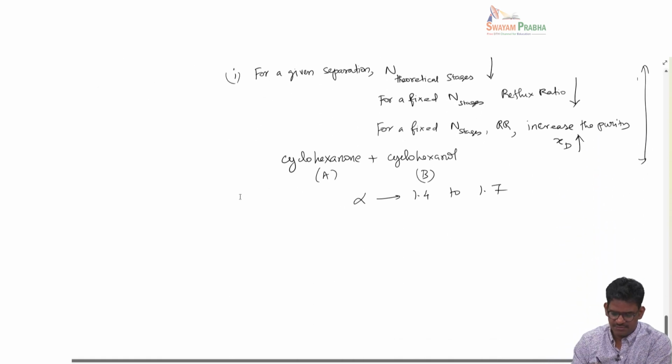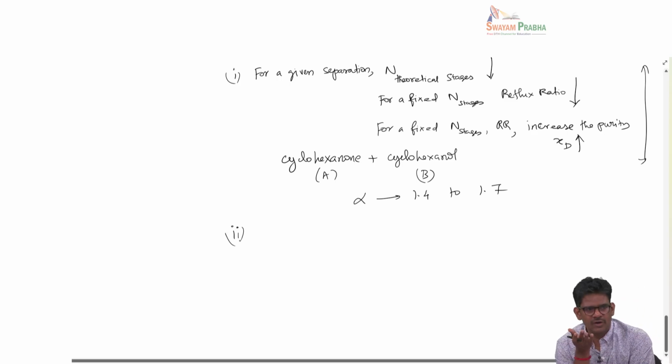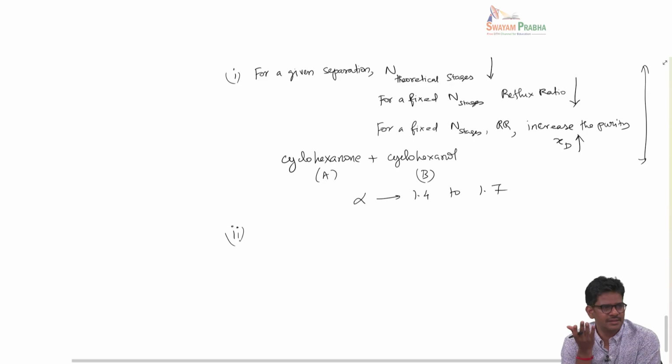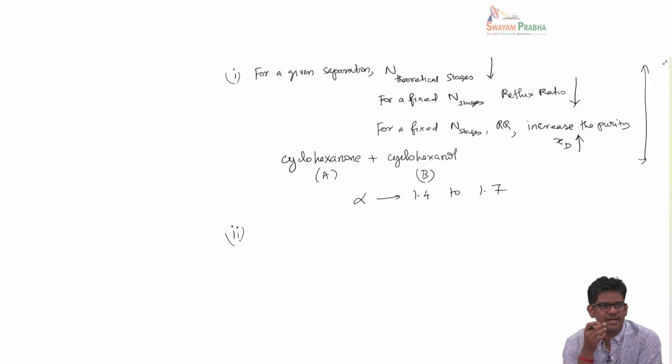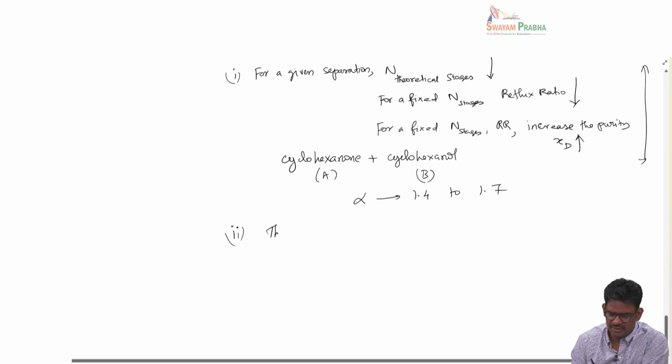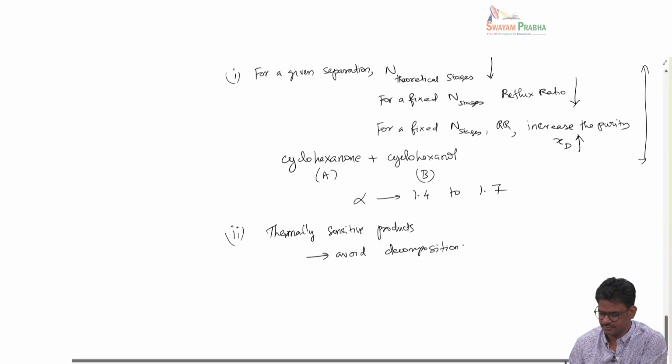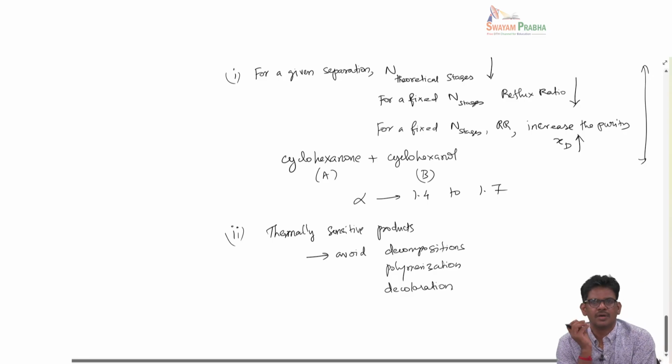The second reason is that sometimes the product at the reboiler may undergo some undesired reactions. Okay, it can decompose, or it can polymerize, or it can undergo some decoloration. All because of chemical changes. So if you want to avoid that, you are thinking about thermally sensitive materials, thermally sensitive products, and by doing vacuum distillation we can avoid decomposition or polymerization or other chemical changes to the product.